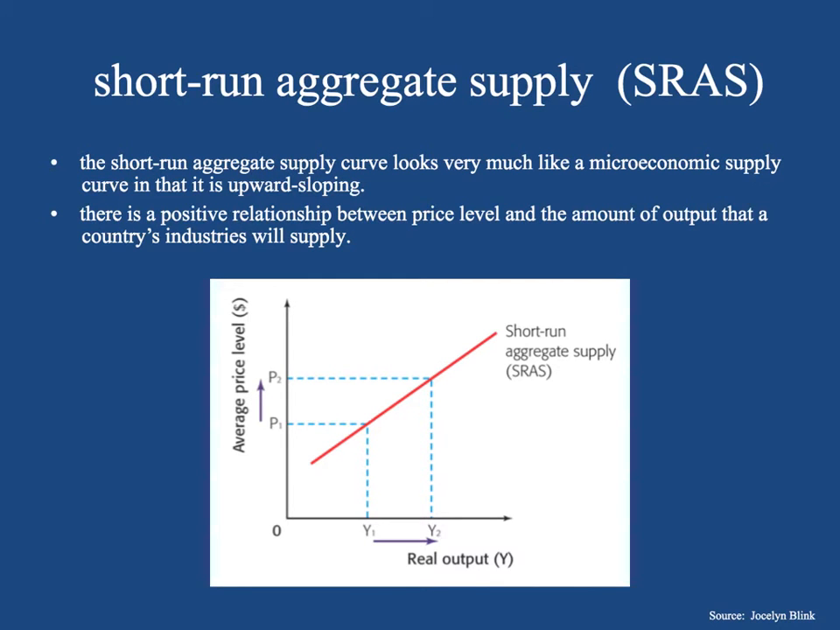So the short run aggregate supply curve looks very much like the microeconomics aggregate supply curve, in that it is upward sloping, which means there's a positive relationship between the price level and the amount of output that a country's industries will supply. So at this price level, P1, they're supplying Y1. If the price goes up, all the industries in the country say, if the average price level goes up, let's produce more, let's produce more, let's produce more. The short run aggregate supply curve is very similar. Notice it doesn't go through the origin of the graph, and we label it SRAS.